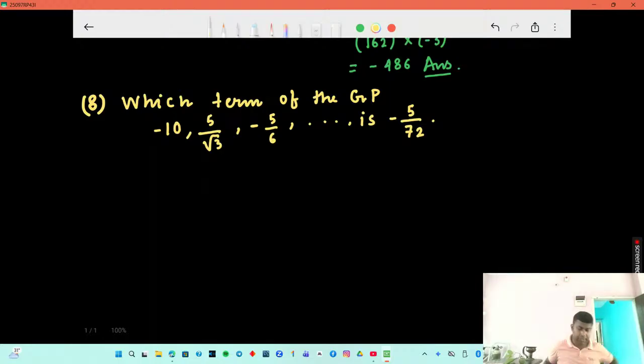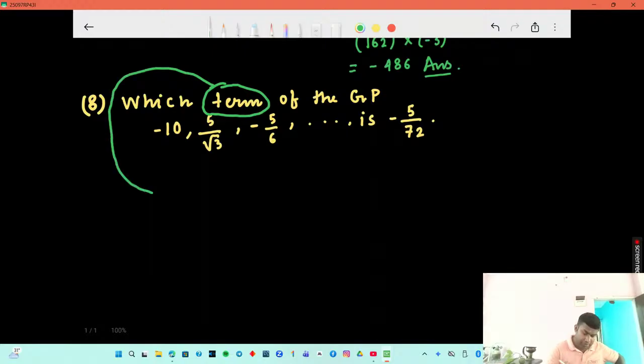In this question, what we have to find? We have to find the value of n here. The question is given as which term of the GP is this one. So how do we denote a term in GP? We denote a term in GP with n. So we have to find the value of n in which the value minus 5 by 72 exists. Is it clear to you?